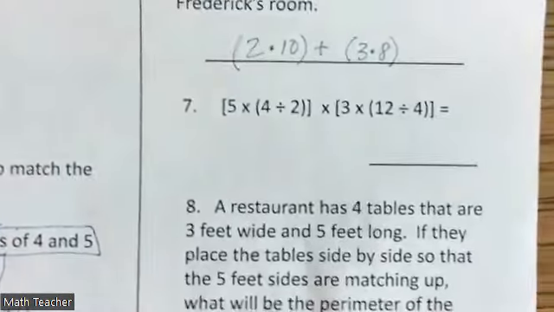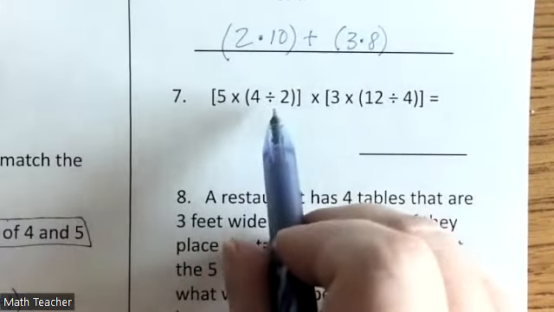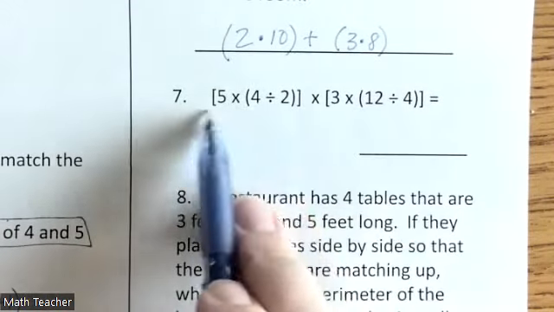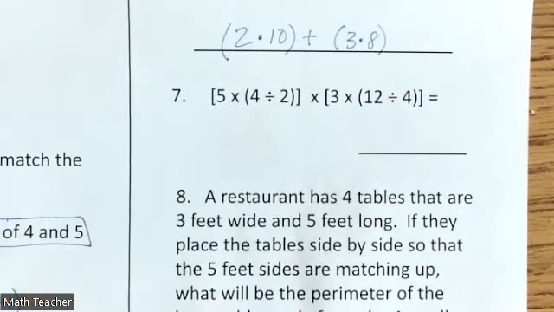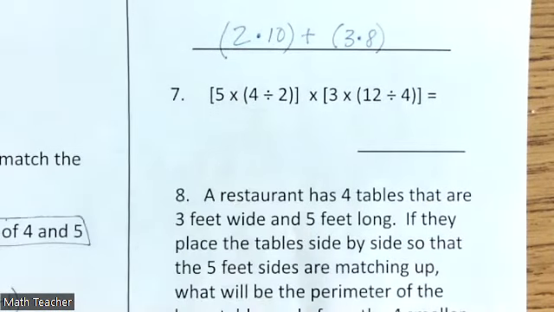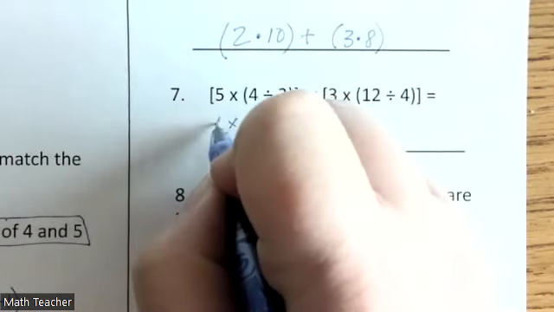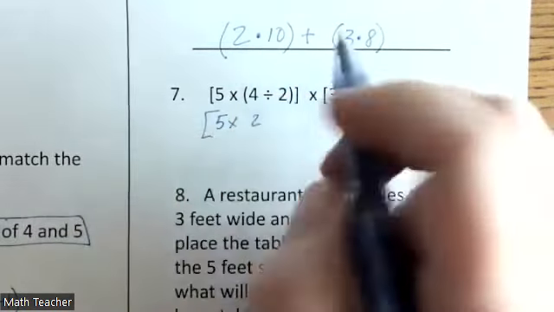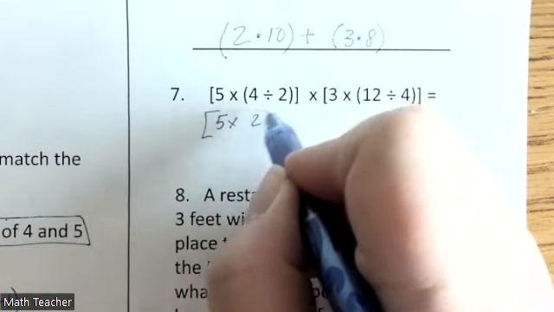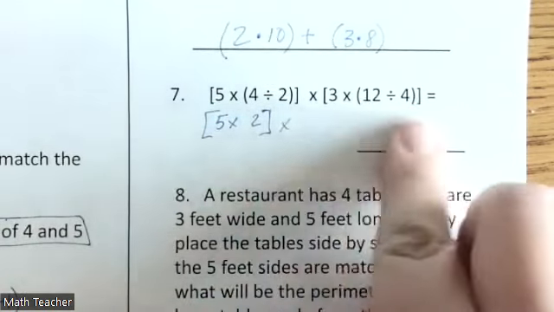Number 7 is an order of operations problem. Remember when you have multiple sets of grouping symbols inside of each other, or 2 in this case, parentheses and brackets, you work from the inside out. So in this group, we would do 4 divided by 2 first, and that would give us 2. And we will bring everything else down, bring down the bracket, bring down the 5, bring down this bracket, bring down the times.